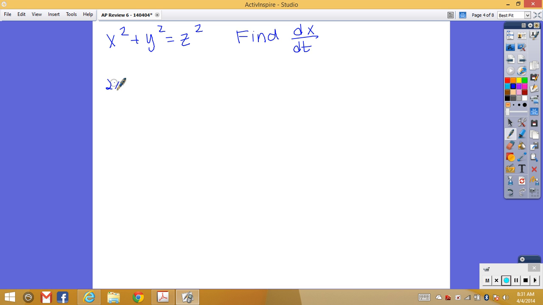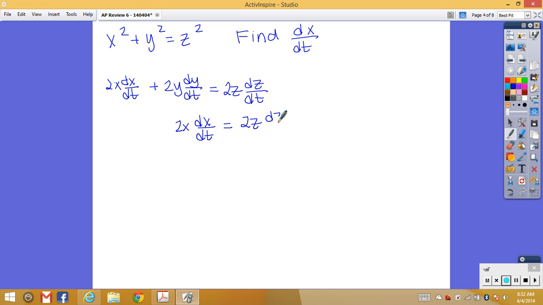So here we go, 2x dx/dt plus 2y dy/dt. They each need a differential because the variable with respect to is t, and none of them are t. So they all have to pick up a differential. And then if I want to solve for dx/dt, I'm going to move the other terms to the other side of the equation. So I'm going to leave the positive term in front, and then minus the 2y.